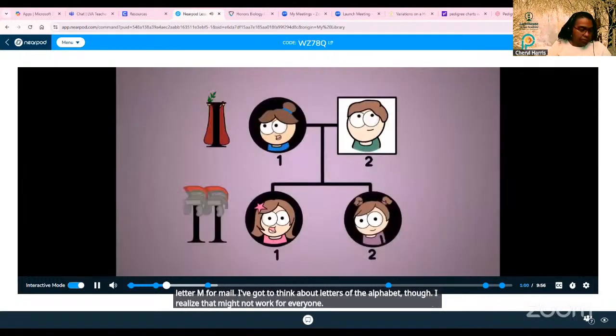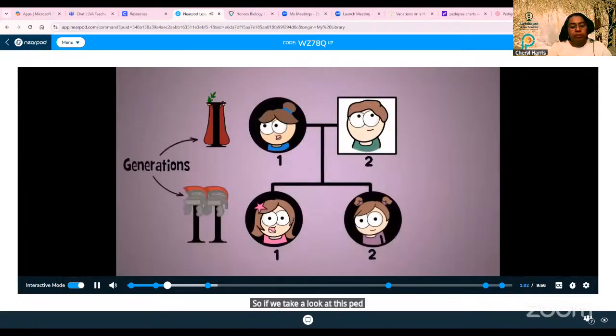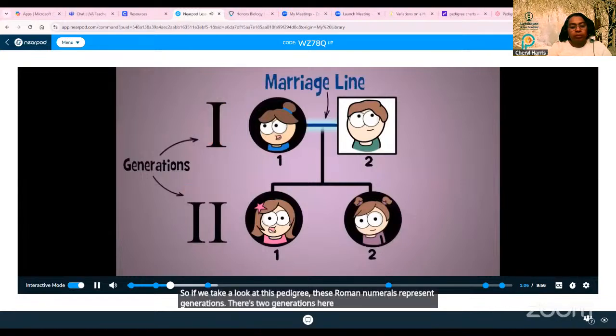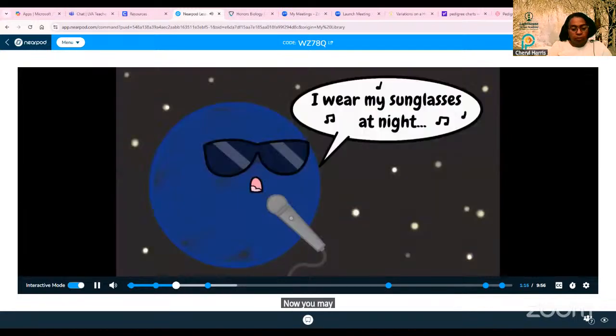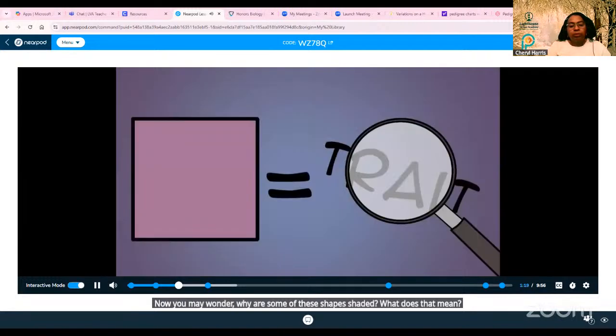So, if we take a look at this pedigree, these Roman numerals represent generations. There's 2 generations here. This between my parents is called a marriage line. This line here connects parents to children, so you could see there are 2 children from this marriage. Now, you may wonder, why are some of these shapes shaded? What does that mean? Well, the shaded shapes represent a trait that is being tracked in the pedigree.